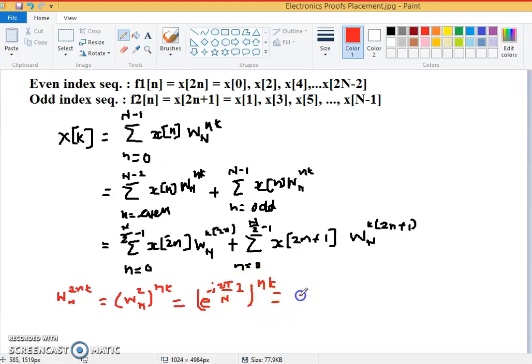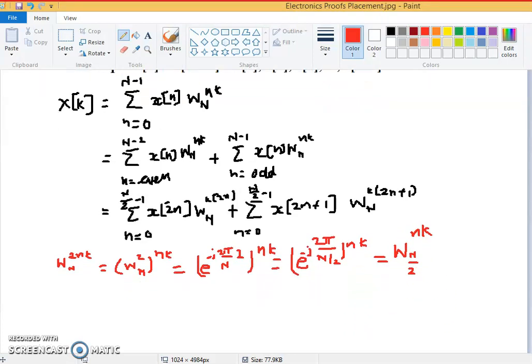We can also write this 2 here, e raised to the power minus j 2 pi by N by 2, nk, and by definition this is W_{N/2}, this is W_{N/2}^{nk}. So that means W_N^{2nk} can be written as W_{N/2}^{nk}.